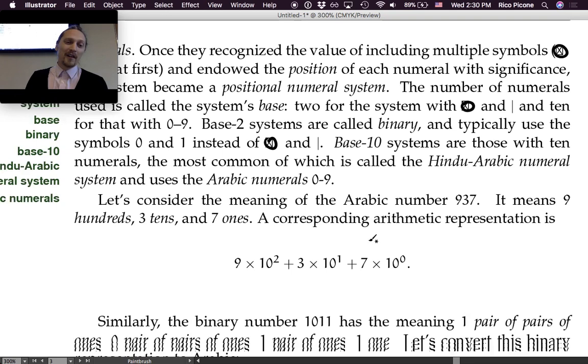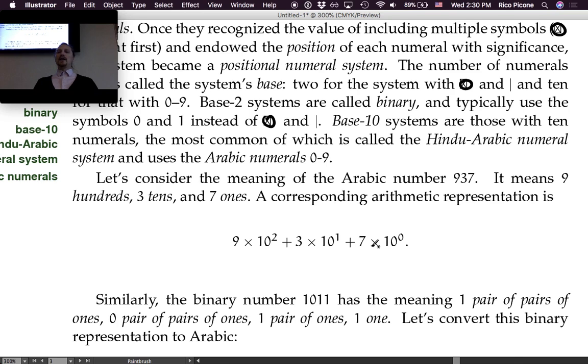So let's consider the meaning of the Arabic number 937. It means 9 hundreds, 3 tens, and 7 ones. A corresponding arithmetic representation is 9 times 10 to the 2, plus 3 times 10 to the 1, plus 7 times 10 to the 0.